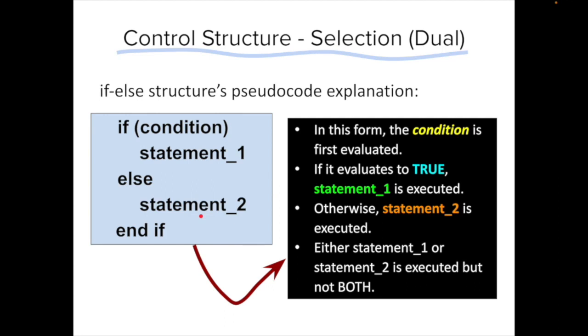Tu je maksud dia. Tetapi, ni, nampak ayat yang terakhir ni? Both of this statement, okay, tak boleh execute serentak. Dia kena salah satu sahaja. That's why I said, selection ni hanya akan ada satu output. Okay?